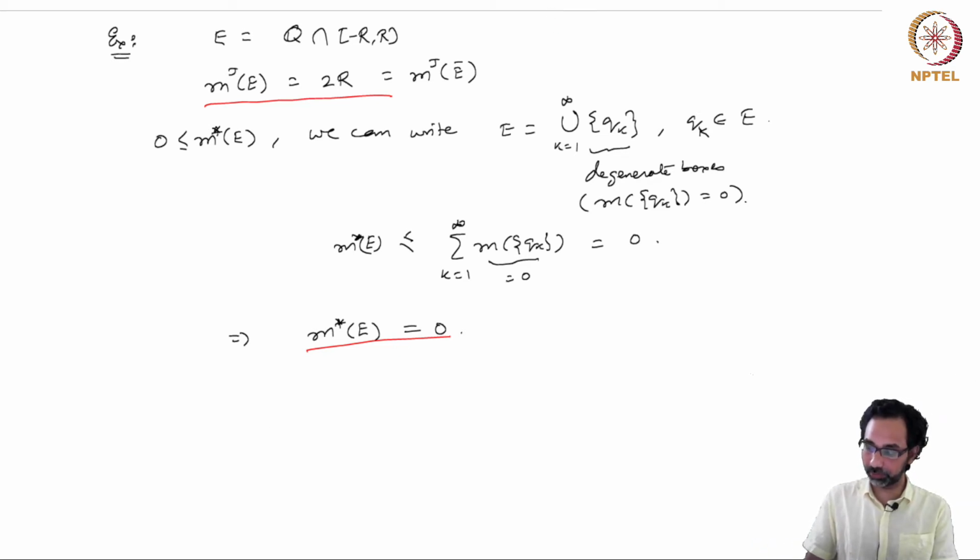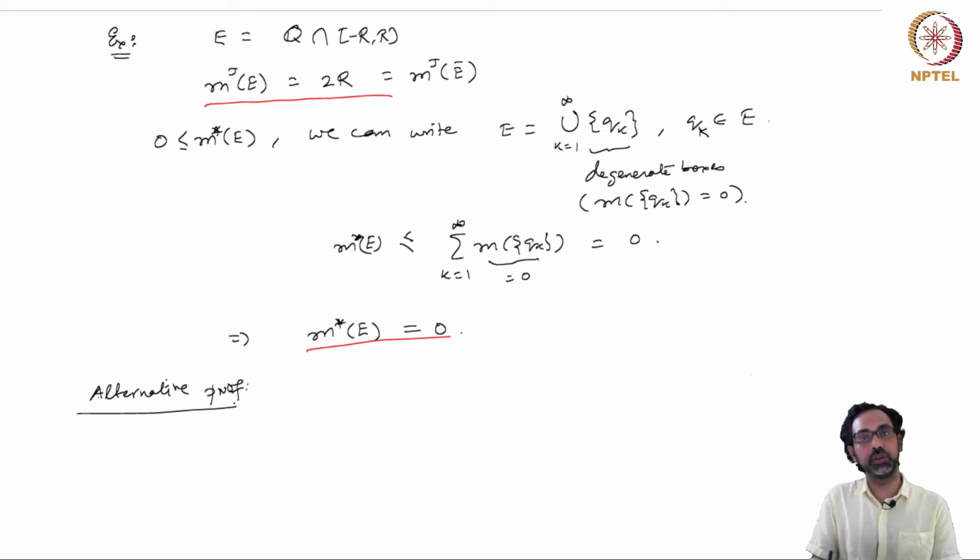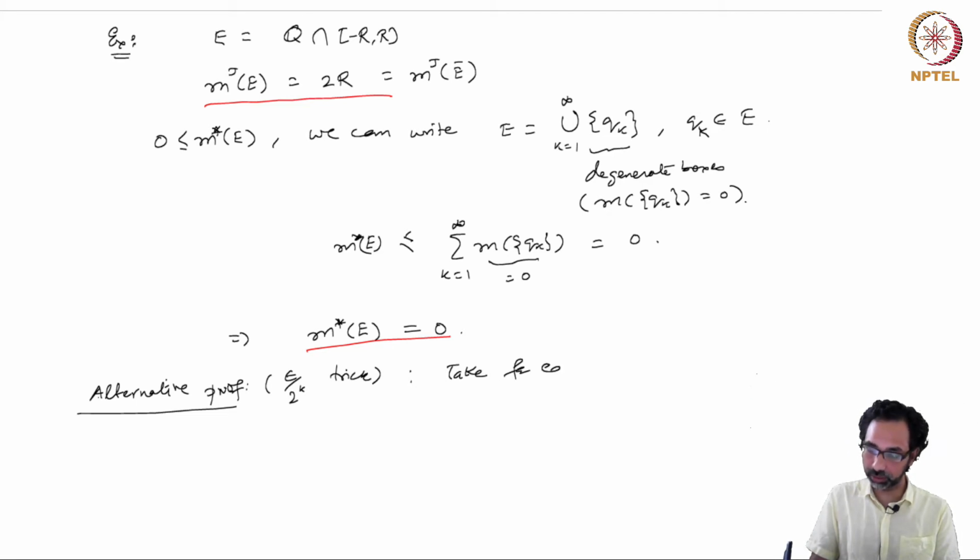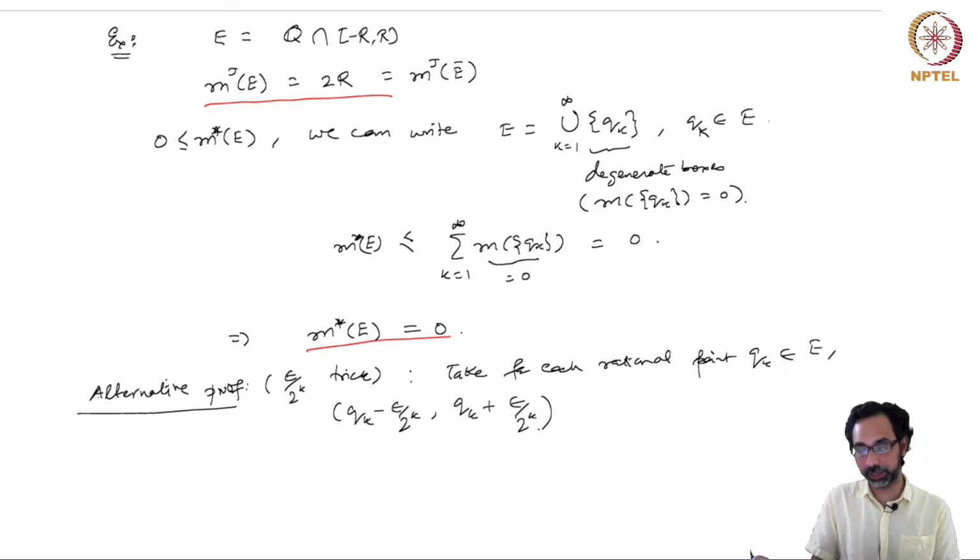To give an alternative proof of the same fact without using degenerate boxes, I am giving this alternative proof because this technique will be used many times in this course. This is called the epsilon over 2 to the k trick. What we can do is take, for each rational point Q_k inside E, the interval from Q_k minus epsilon over 2^k to Q_k plus epsilon over 2^k.